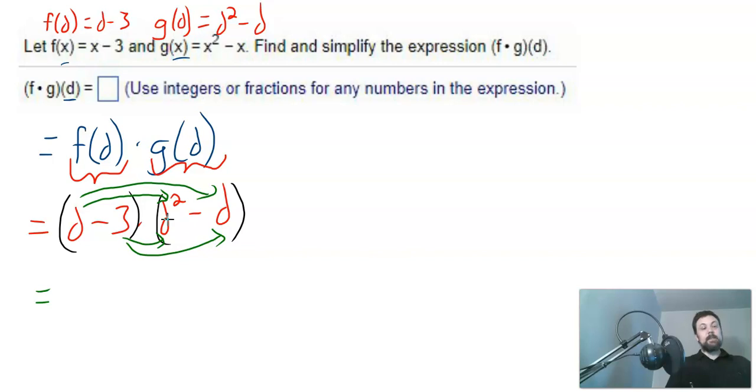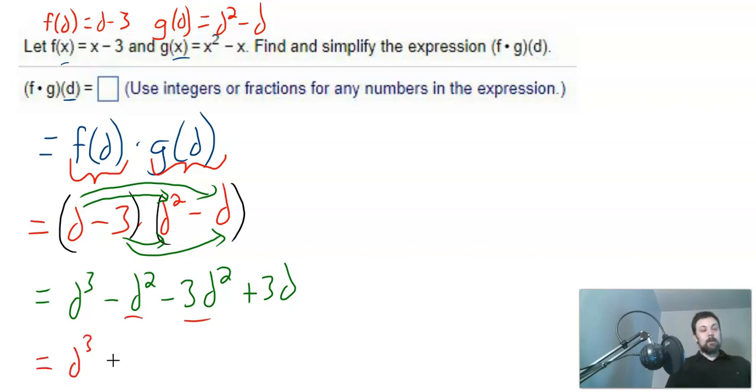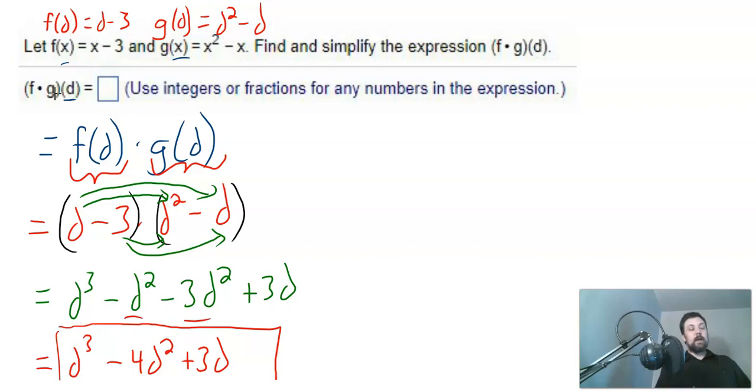So we'll get d times d squared, which will be d to the 3rd power. D times negative d, which will be negative d squared. Negative 3 times d squared will be negative 3d squared. And negative 3 times negative d will be positive 3d. And you might not be sure if that would happen, but it does turn out that you get like terms in the middle. So combine those together, you get d to the 3rd power minus 4d squared plus 3d. And that's as much as I can simplify it. And that's my answer. So that is what f times g of d equals, right? So this is equal to this. All right.